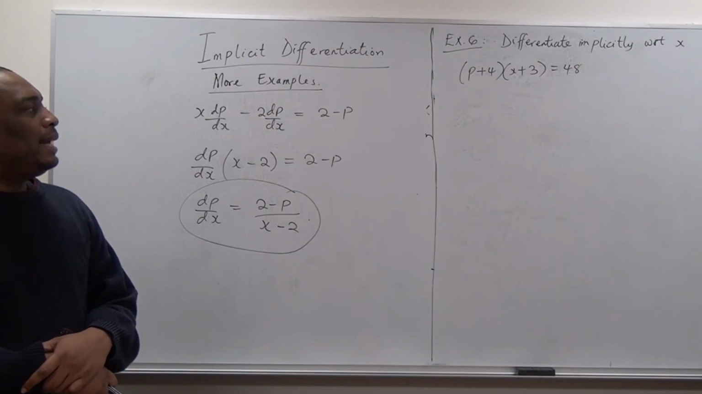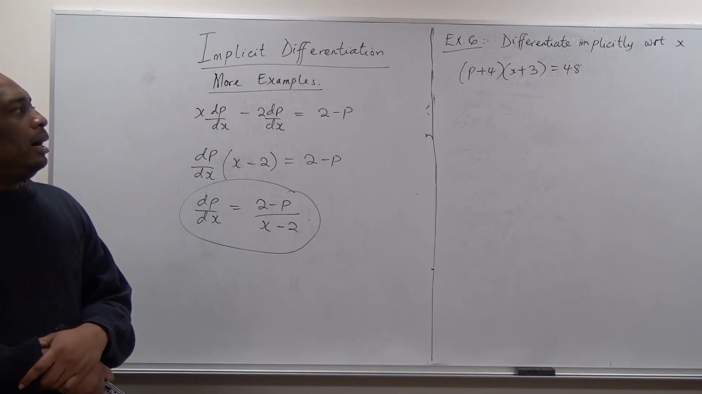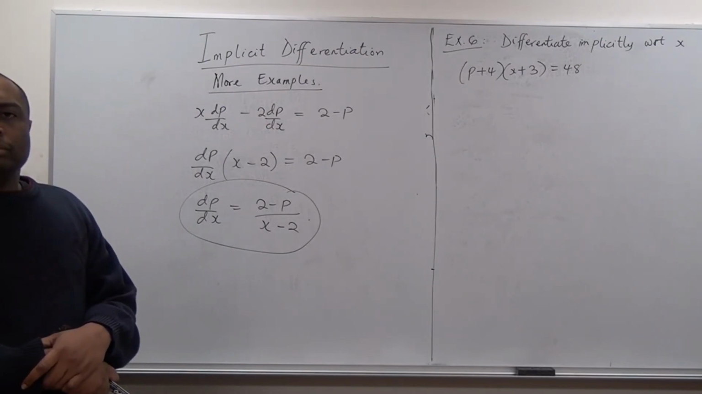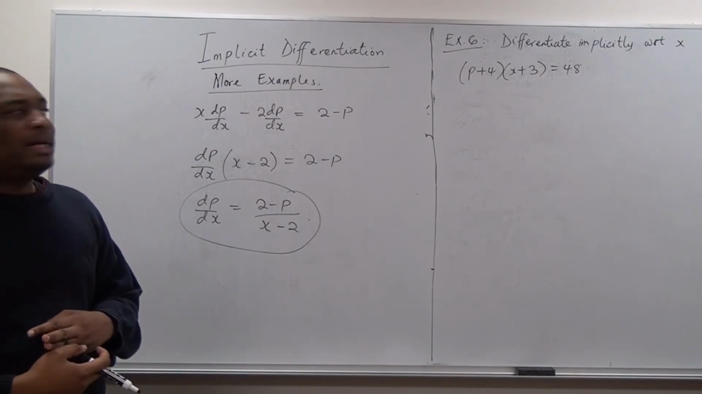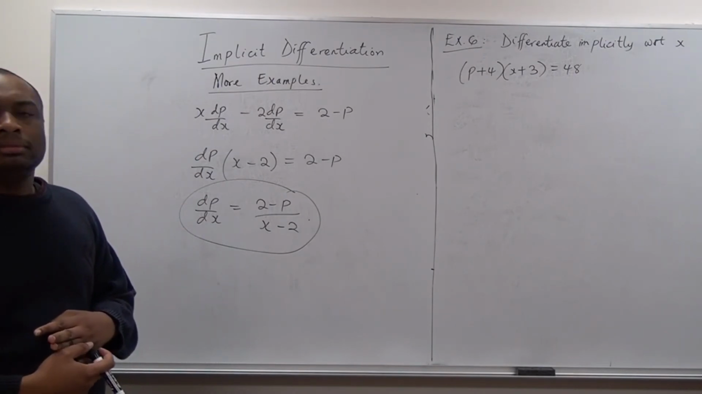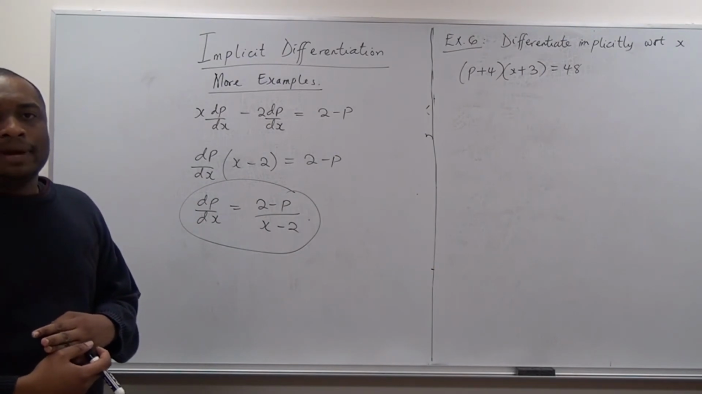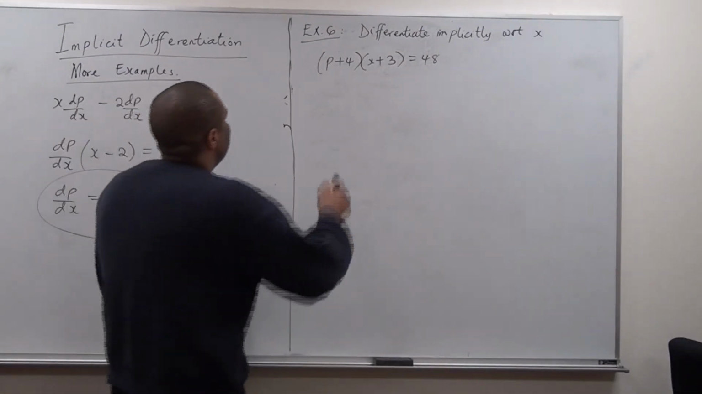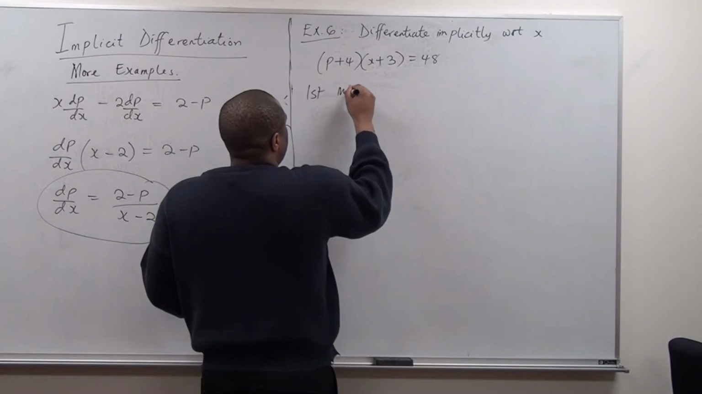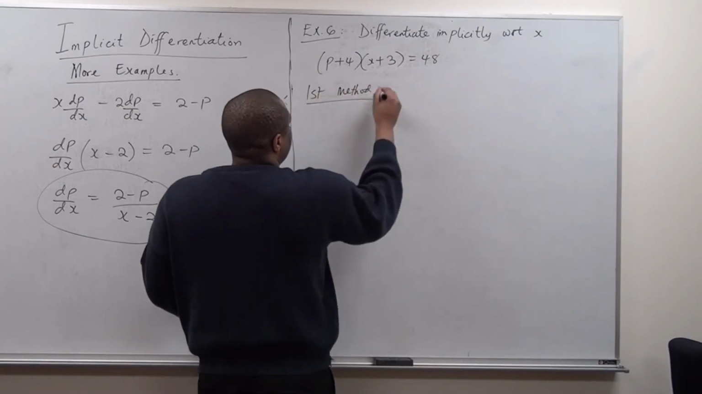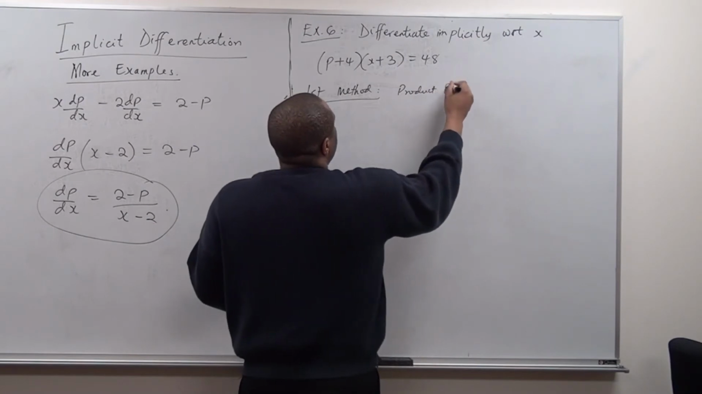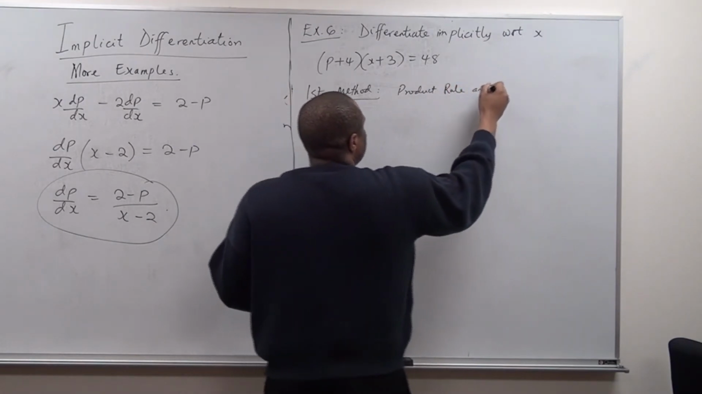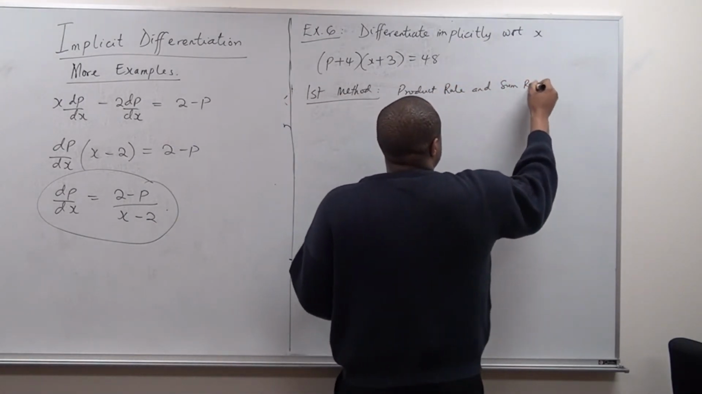First one, I will use the product rule. And the second one, I will just expand it and then use the product rule as well. So, whichever one is easier, that's fine. Okay, so first method, I'll just use the product rule and the sum rule. That's what I'm going to use.